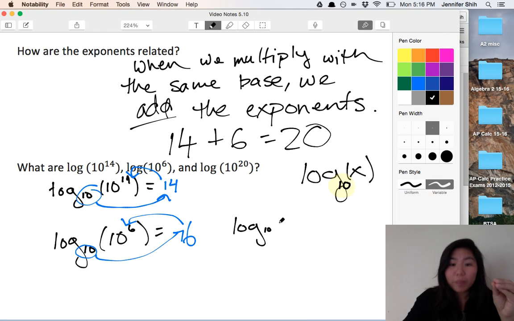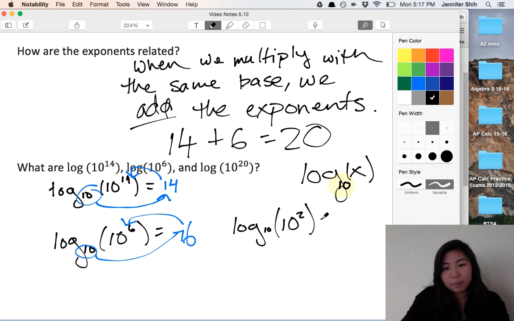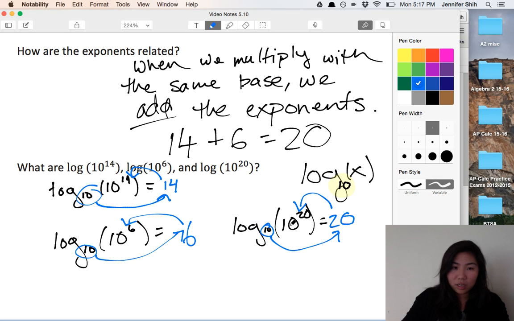And then together, log base 10. Even though I don't write base 10, the default is 10. Log of 10 to the 20th: what power of 10 here is going to give us 10 to the 20th? And you would say 20. So there's some relationship going on here. Remember the exponents, 14 plus 6 is 20.